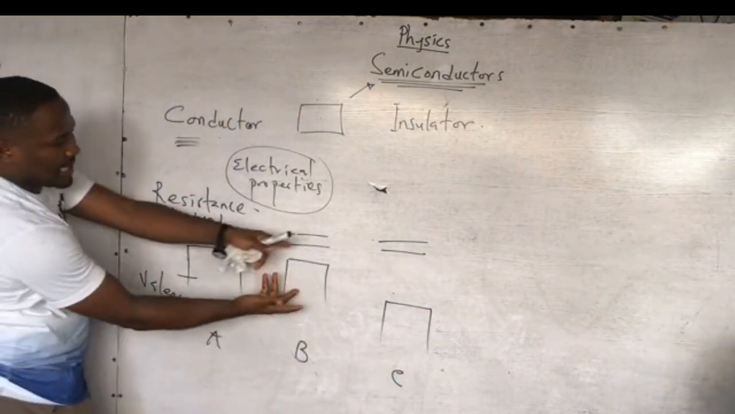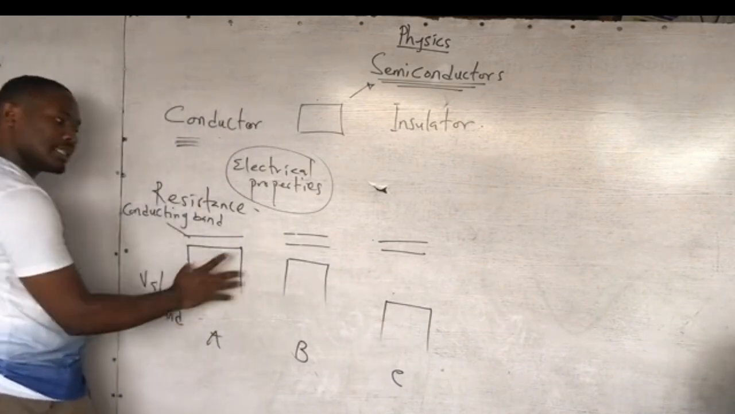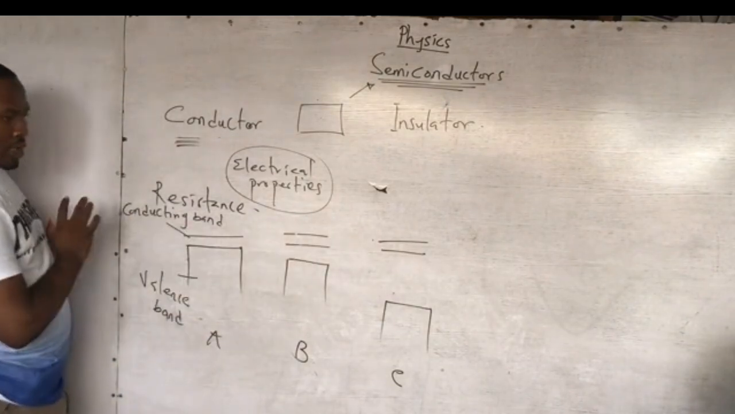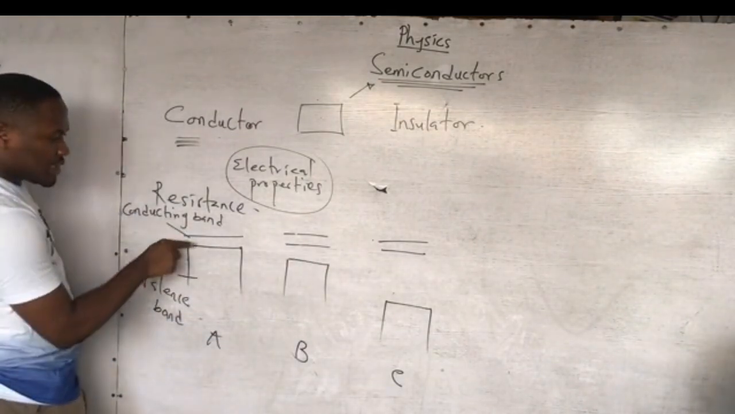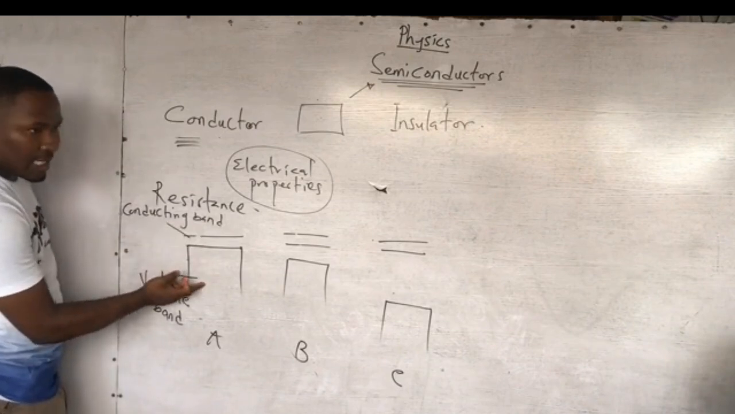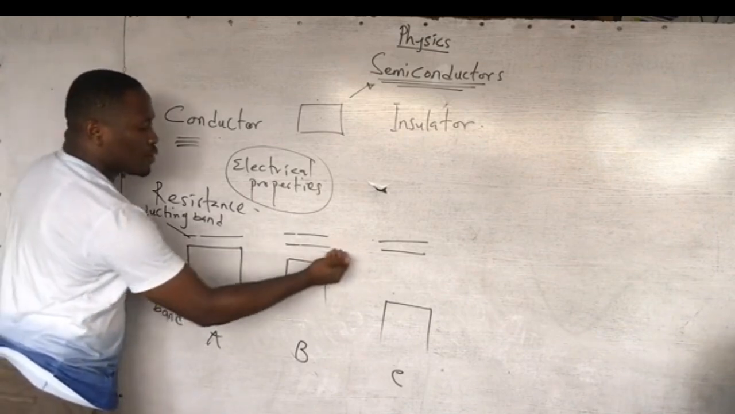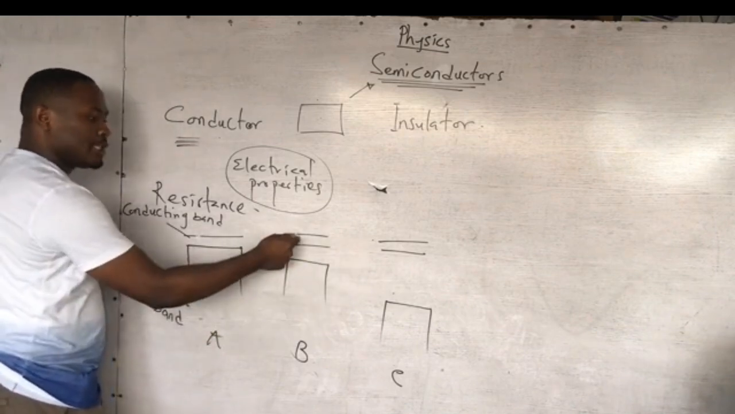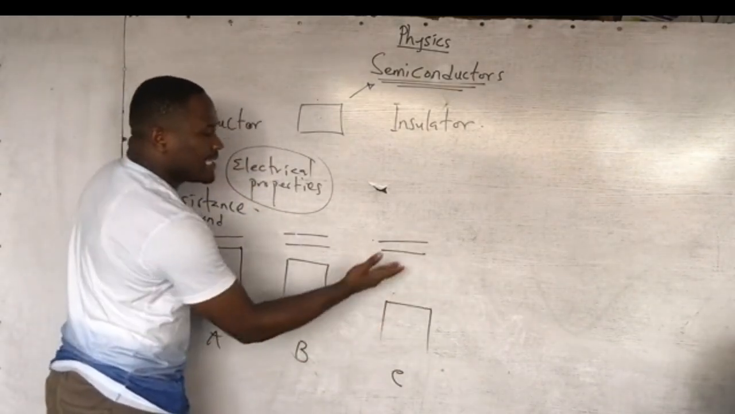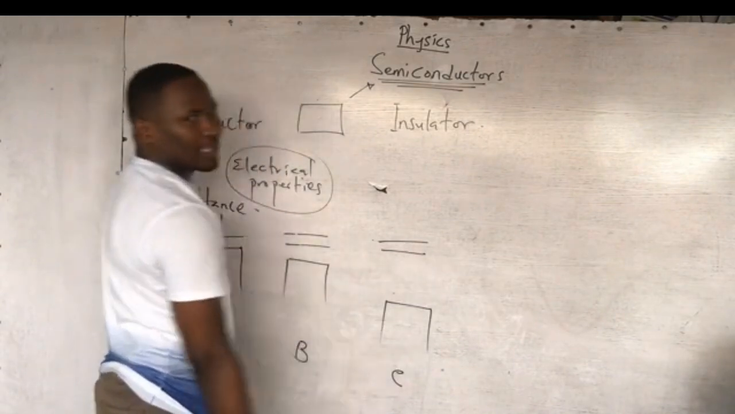Now you see that B is the intermediate between A and C in terms of structure. If you observe A, you see that the conducting band overlaps the valence band. Then if you check the second part, B, you see that there is a narrow space between the valence band and the conducting band. Then if you come over to C, you see that there is a wide gap between the valence band and the conducting band.